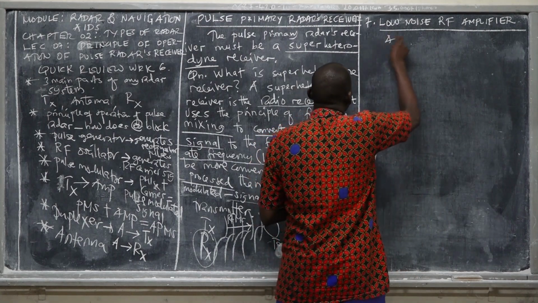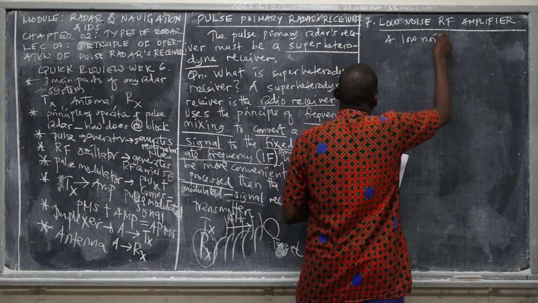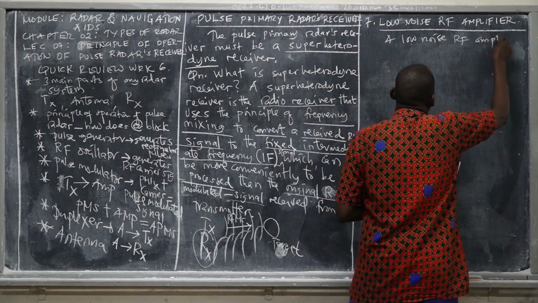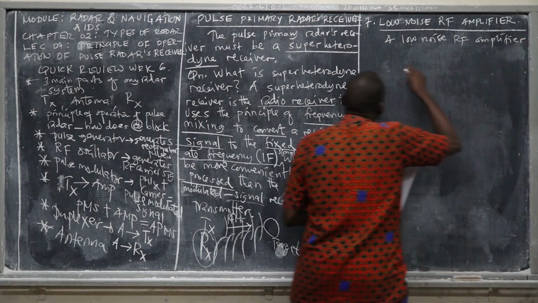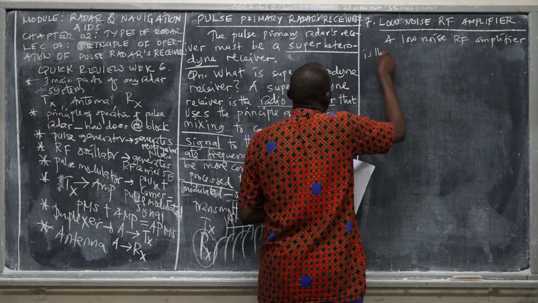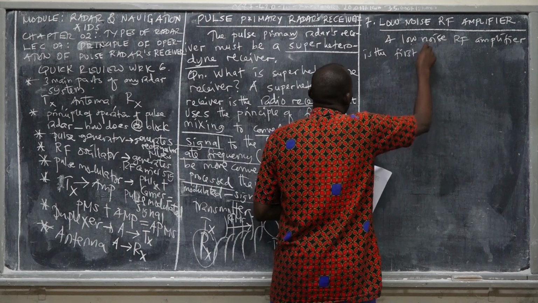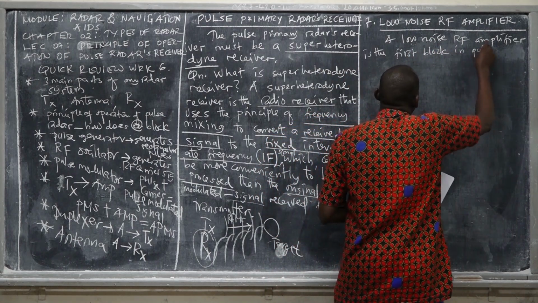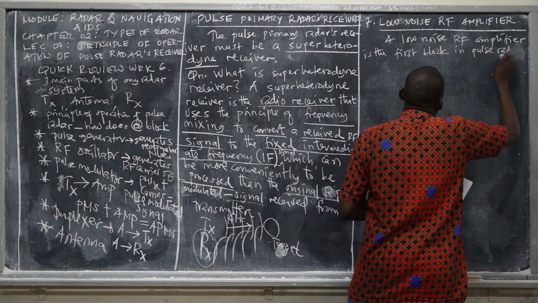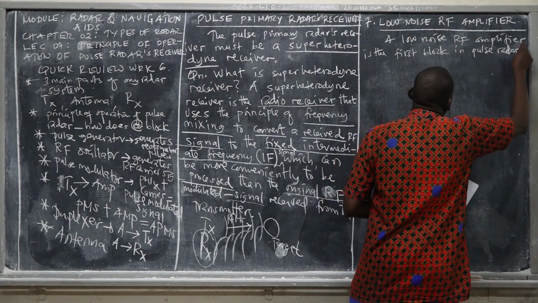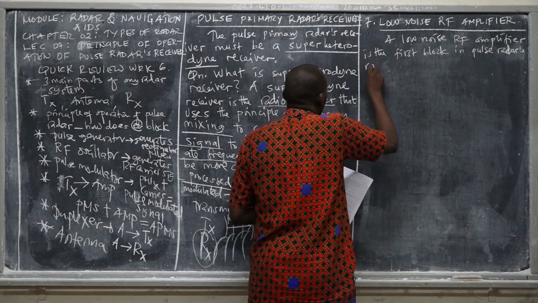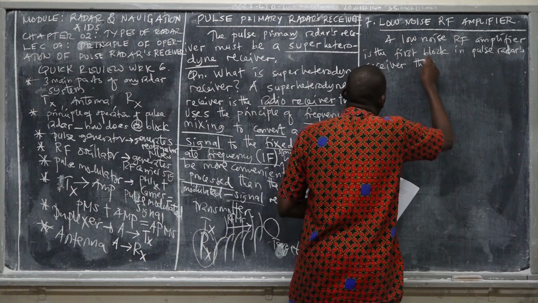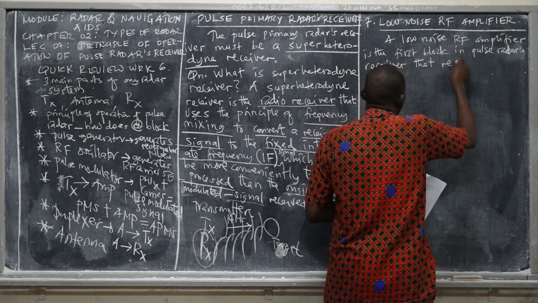So a low noise RF amplifier is the first block in a pulse radar's receiver. Its primary function is to receive the weak, low power echo signal from the duplexer.